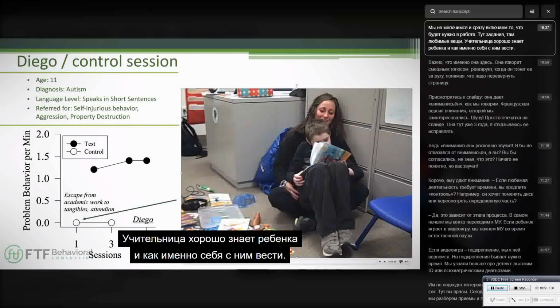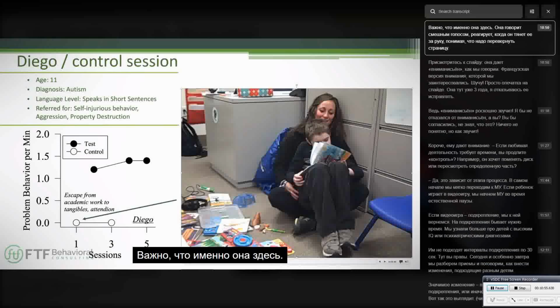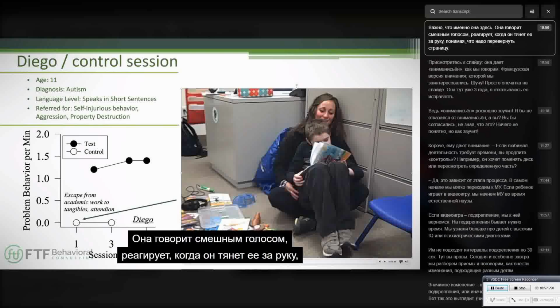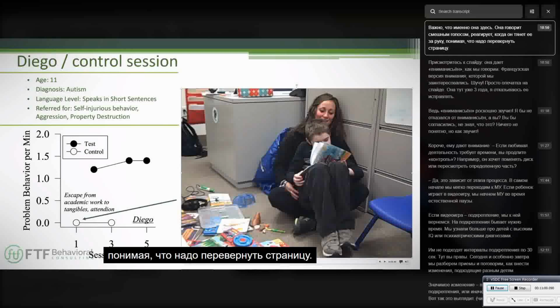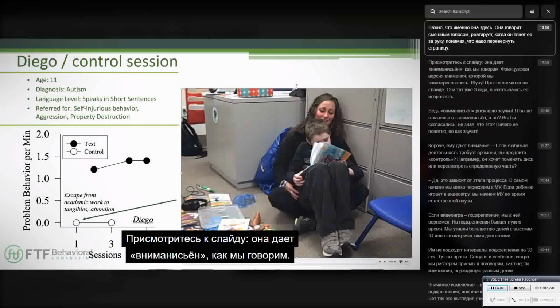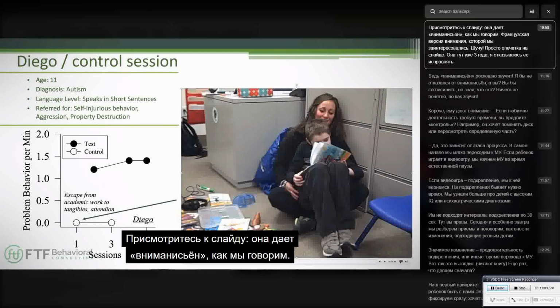You're going to know she's going to engage in particular behaviors with him because she knows him. It shows the importance of why she needs to do it. She's going to make funny voices. She's going to respond to the way he pulls on her hands. That means turn the page. Notice also he's going to get what we label here, if you can read closely, it's called attention.